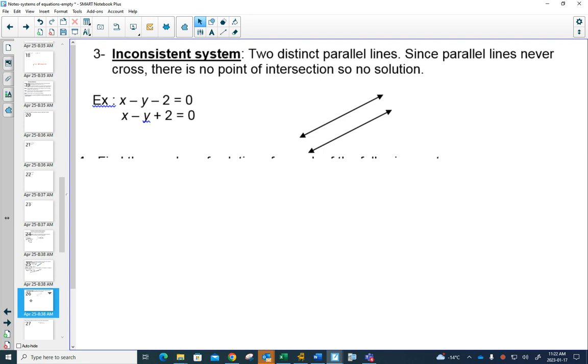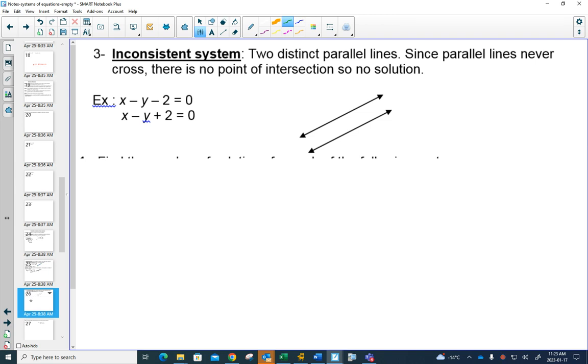So if you drew the graphs, perfect. You would see that they're parallel, they never cross. But what would happen if you tried substitution or elimination? What's going to happen when you try either substitution or elimination with two lines that are parallel is you will get something that is never true.